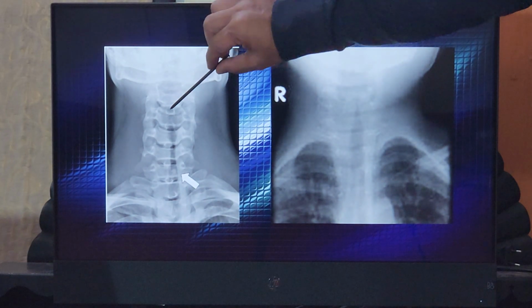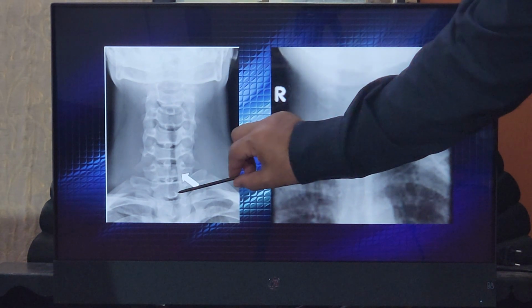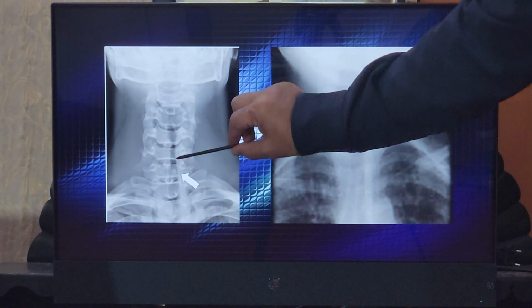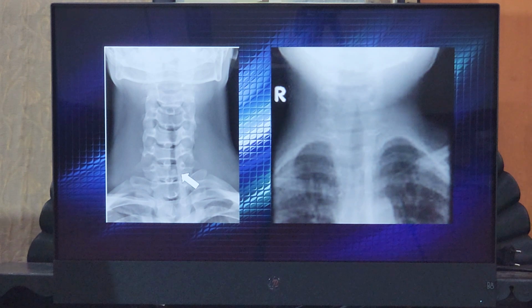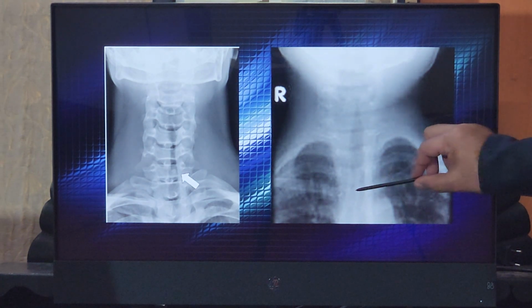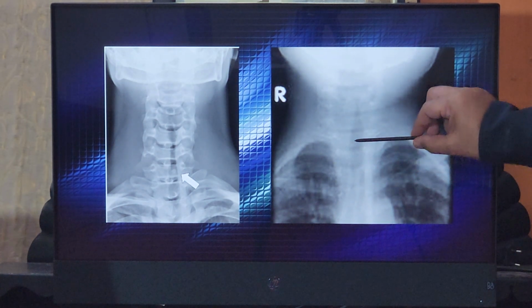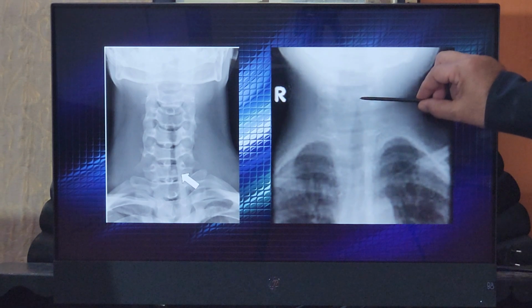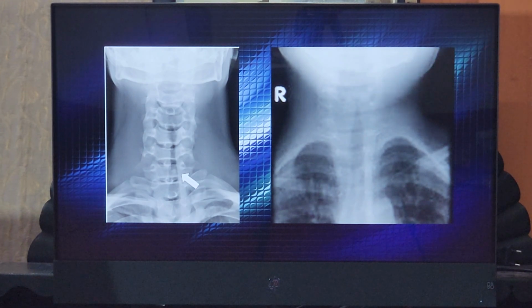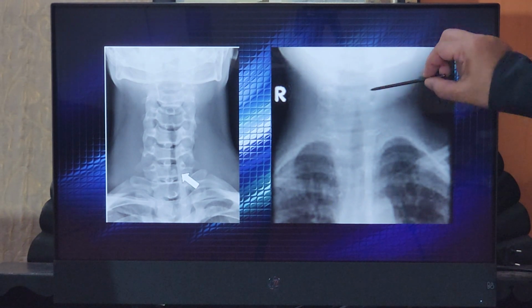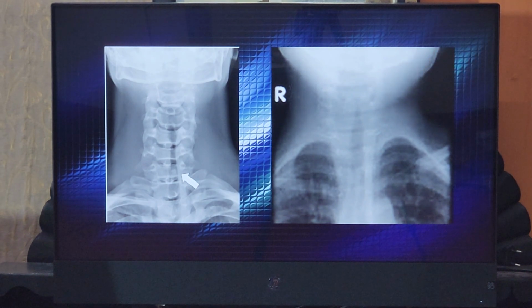So see this X-ray. I have put a normal X-ray, and here you can see the air column is almost of the same width. But here, the air column is broad enough at first, and slowly it becomes tapered, like a sharpened pencil. It's called an apple core appearance or steeple sign. It means there is significant narrowing in this part.